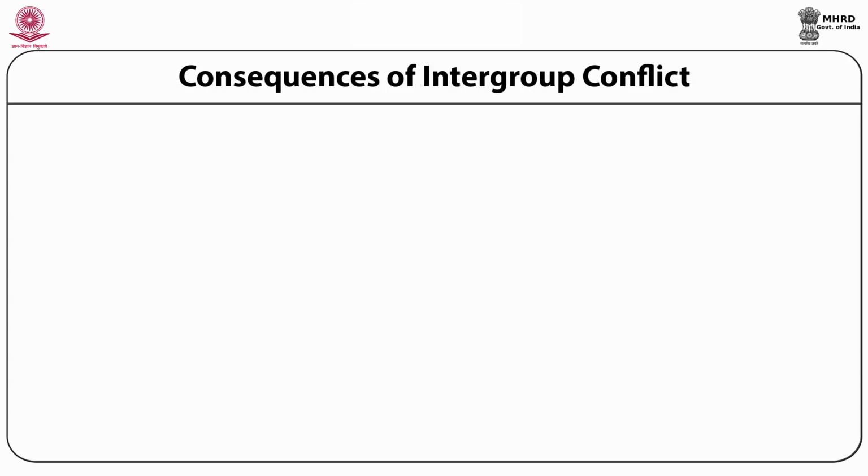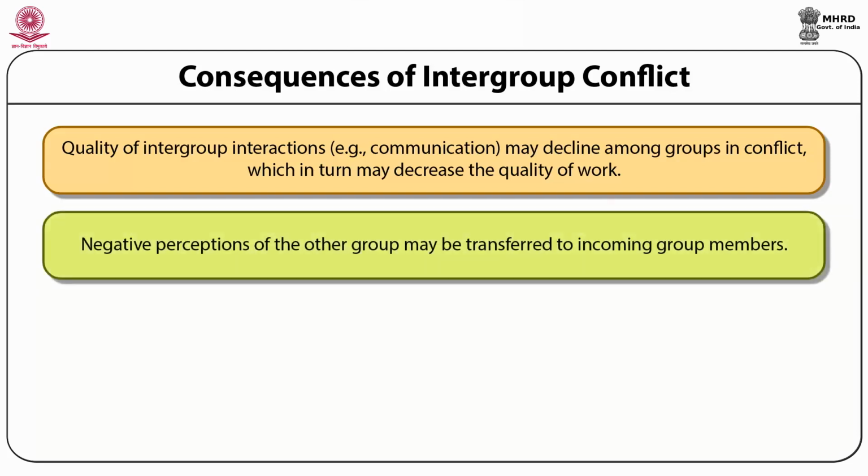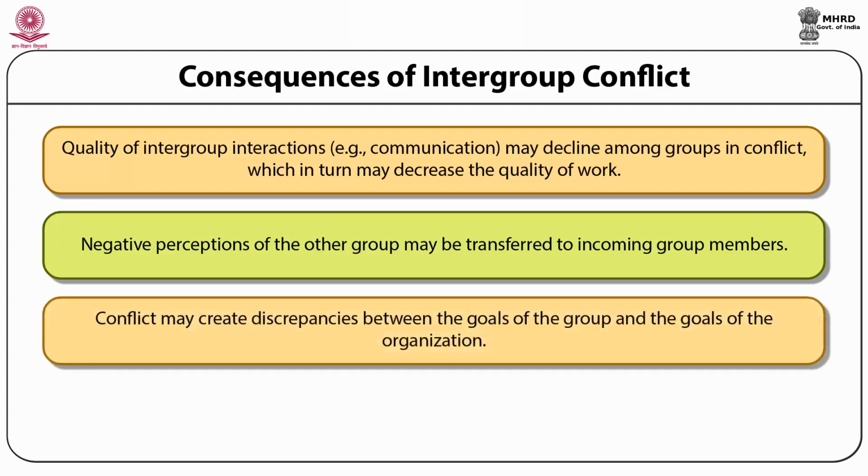The other consequence could be that the quality of intergroup interactions, for example, the communication within the group, may decline among groups in conflict, which in turn may decrease the quality of the work. Or the negative perceptions of the other group may be transferred to incoming group members. And last but not the least, conflict may create discrepancies between the goals of the group and the goals of the organization, which could be detrimental to the health of the organization.